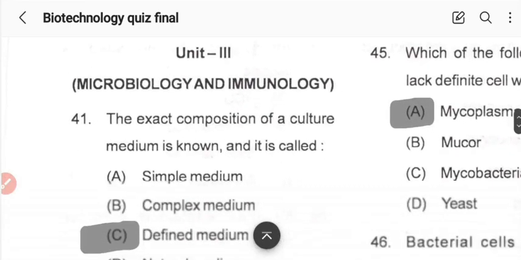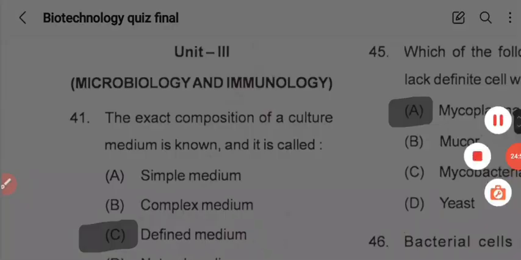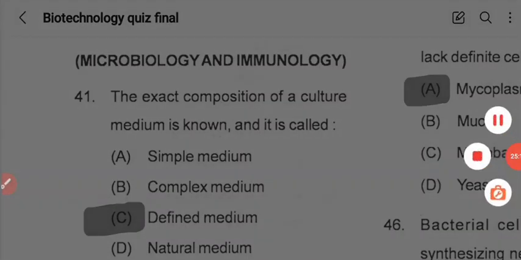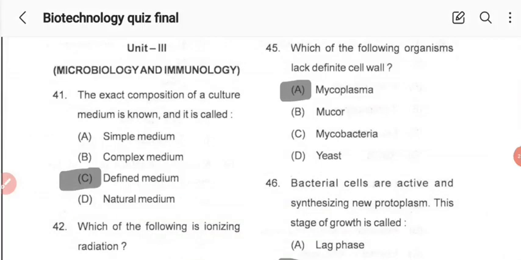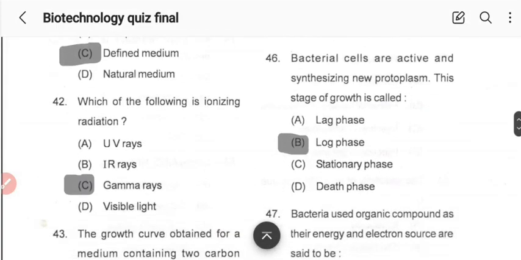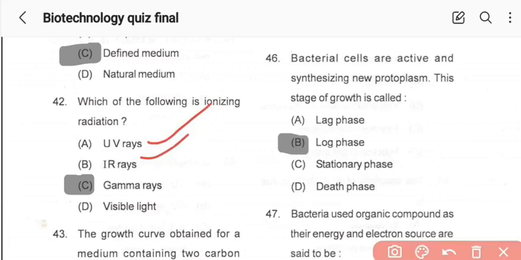41, from microbiology and immunology. The exact composition of a culture medium is known, and it is called defined medium, because the exact compositions are known. Next question. Which of the following is ionizing radiation? Gamma rays are ionizing radiations and all others are non-ionizing radiations. So our right answer is gamma rays.